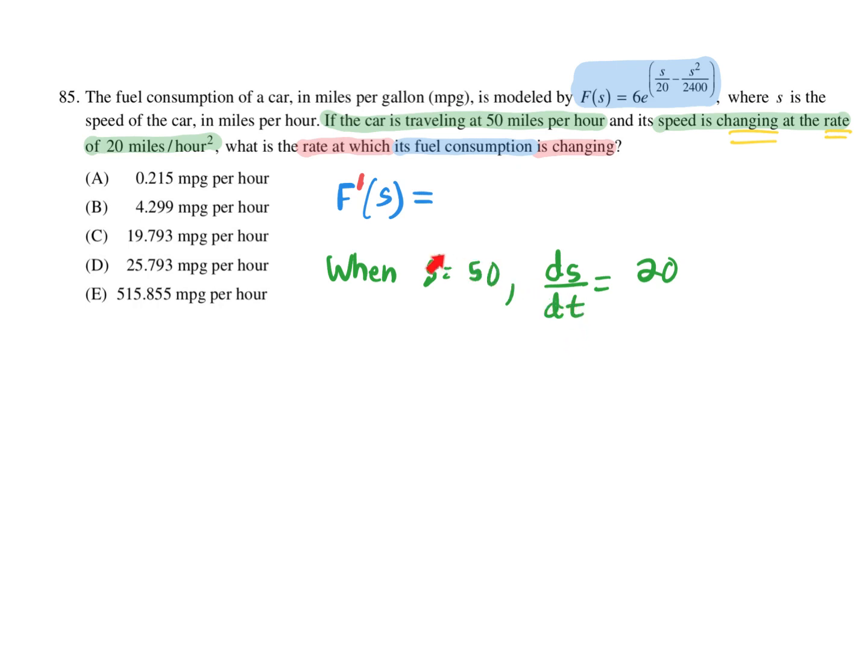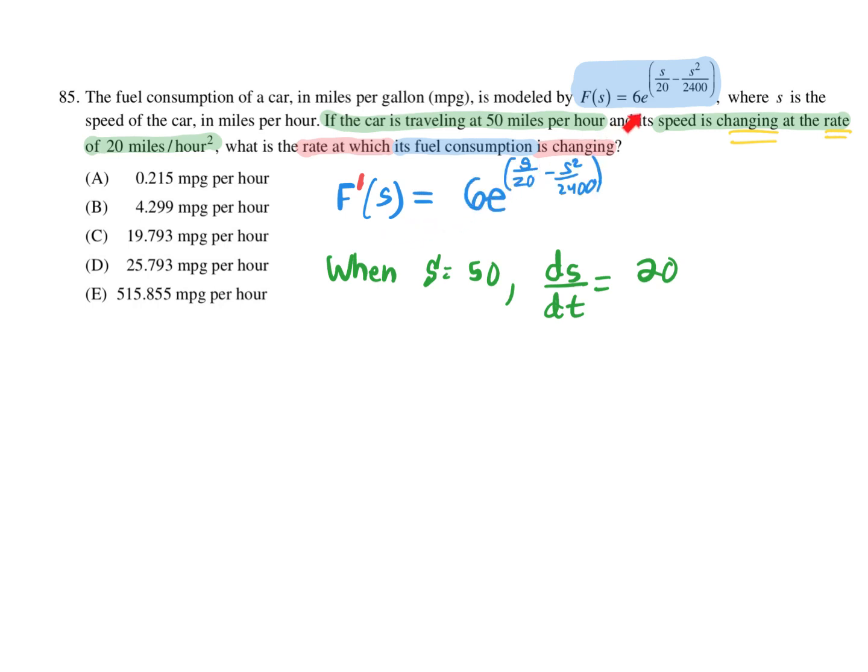This means that since fuel consumption is a function of s, and speed is a function of time, when we find what they're asking for, we're going to need to use the chain rule. Here we go.